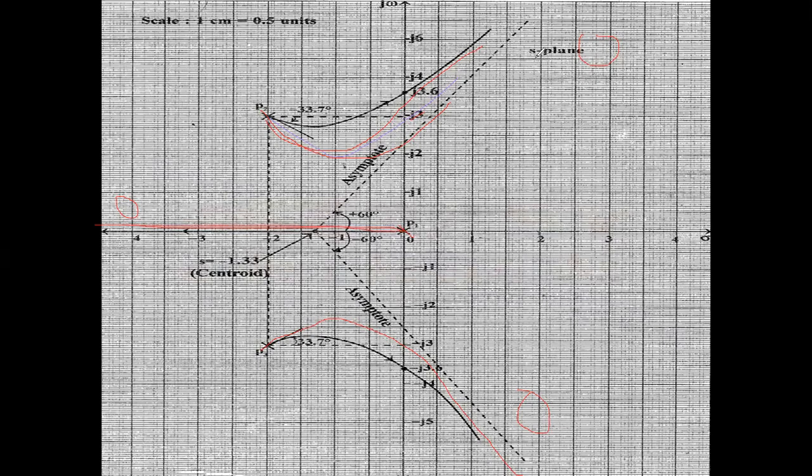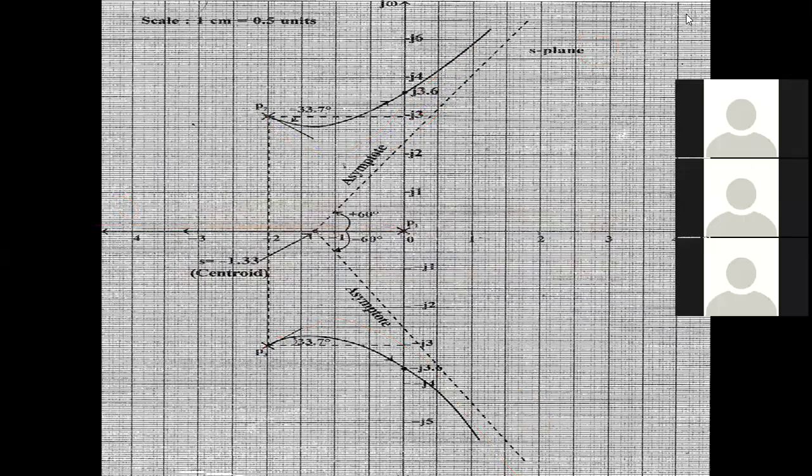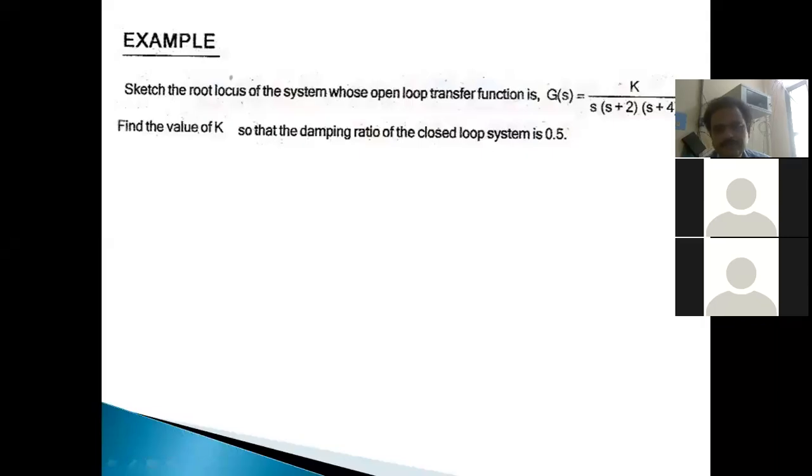If you have any doubts regarding this, you can ask. The poles are at s equal to -2 and s equal to -4. So all the three poles are real poles. For tomorrow's class, try to draw the root locus up to 6 steps. After that, I will continue.